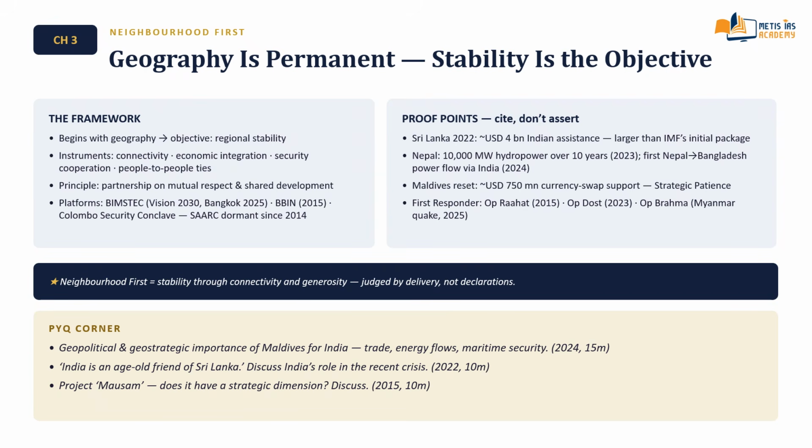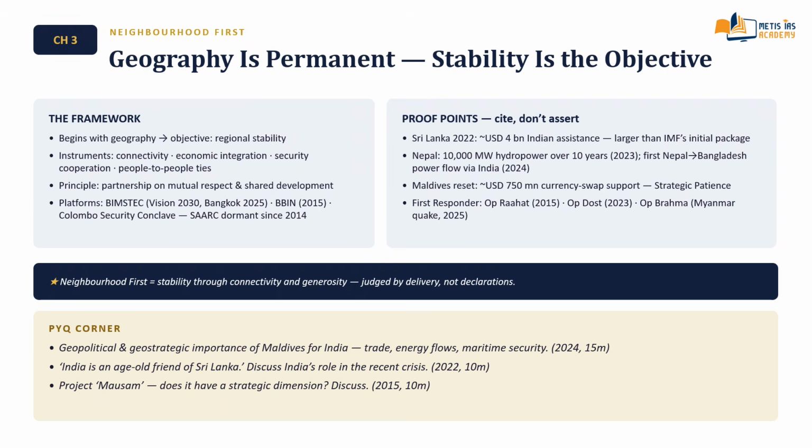A multipolar world is one in which influence is distributed among several major powers rather than concentrated in one. So India believes that a multipolar world provides greater strategic space for countries to pursue independent foreign policies.